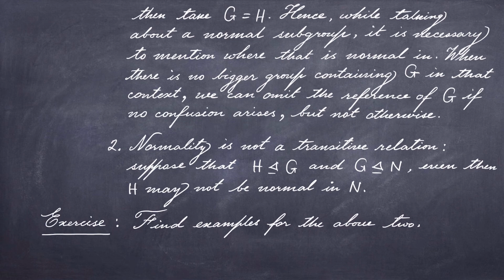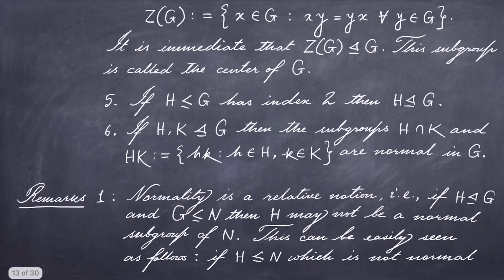Of course, when there is no bigger group containing G, in that context one can omit the reference to G if no confusion arises, but not otherwise. For simplicity we can omit the reference to G, but we have to make sure it doesn't lead to any confusion. So we will be very careful while talking about normal subgroups, and every time we will strictly mention which group the given subgroup is normal in.